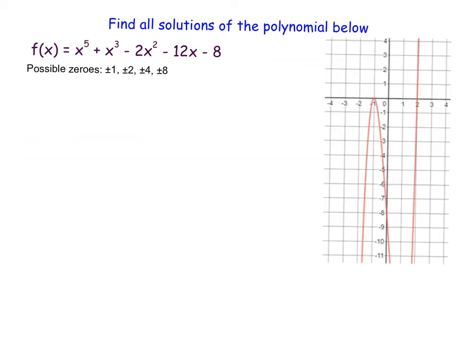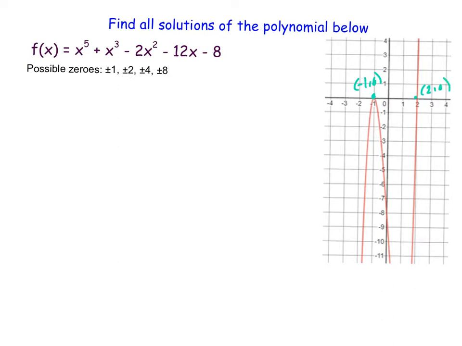So what I've done here is I've taken my function and I have graphed it onto my coordinate plane. And what I notice here is that right off the bat, I can see that I'm crossing the x-axis in 2 spots. I'm crossing here at (-1, 0), and I'm crossing here at (2, 0).